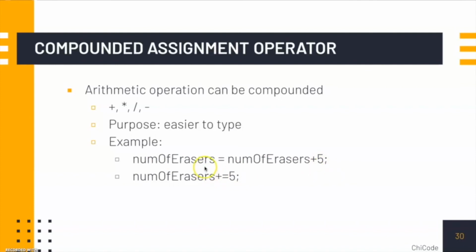Instead of writing num of erasers is equal to the previous num of erasers I had, which was 20, and an additional 5, I can just do num of erasers plus equals 5. These two have the exact same meaning, but this one you can see here is a lot more efficient and pleasing to look at.